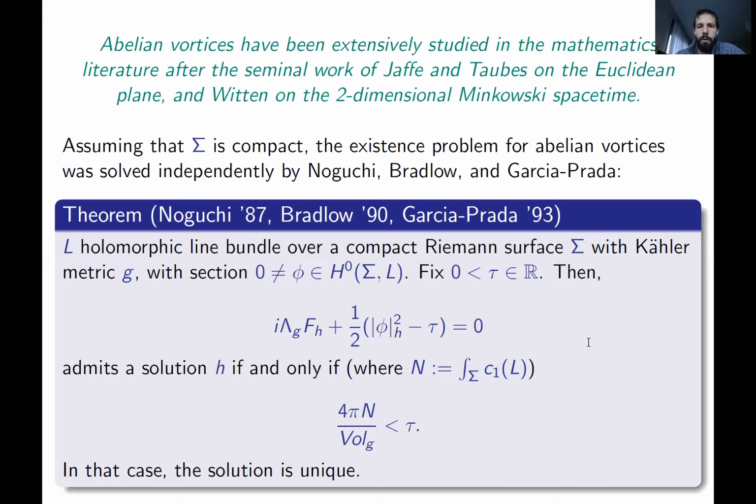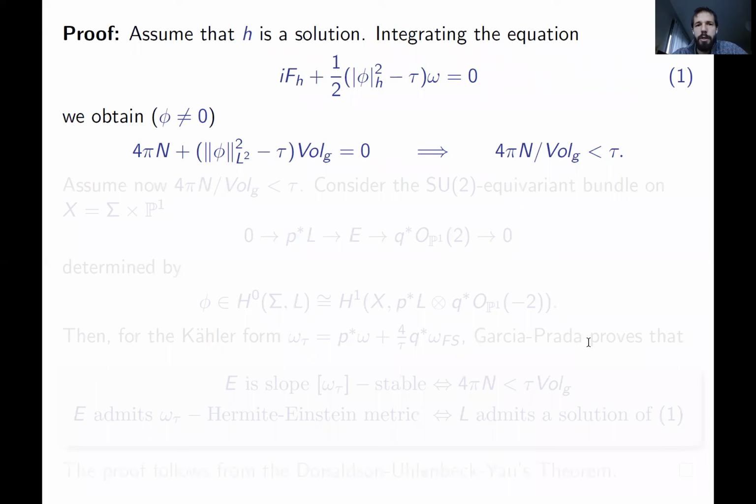So the proof is as follows. Assume first that you have a solution. Then the abelian vortex equation is the same as this thing here by taking Hodge star, where omega is the Kähler form, which in this case is the volume form of the Riemannian metric. And then integrating, we obtain the following: 4 pi times the degree, plus the L2 norm of phi, minus tau times the volume. This is the total volume of the Riemann surface with respect to the metric. This is zero, and therefore, since the L2 norm is positive, this implies precisely the inequality that we were aiming for. So this part is very easy. It just amounts to integrating the equation over the surface.